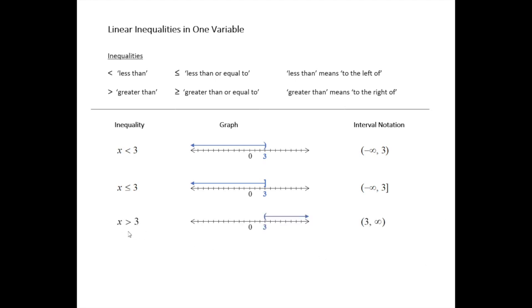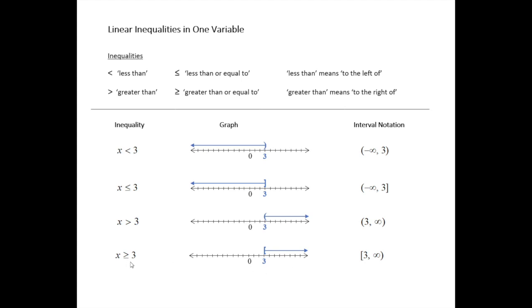X greater than 3 will be all the numbers to the right of 3 on the number line. So we highlight the interval to the right of 3, and in this case we would use a round bracket because the 3 is not included. Now for the interval notation, 3 is the lower bound, so that number goes first. And because this interval goes forever to the right, the upper bound is positive infinity. And here we use the open bracket for the lower bound because the 3 is not included, and we always use the round or open bracket for infinity.